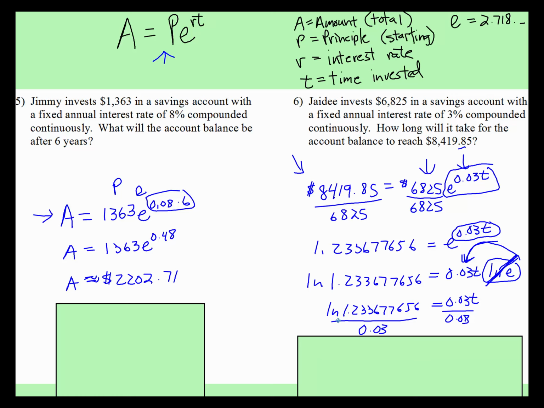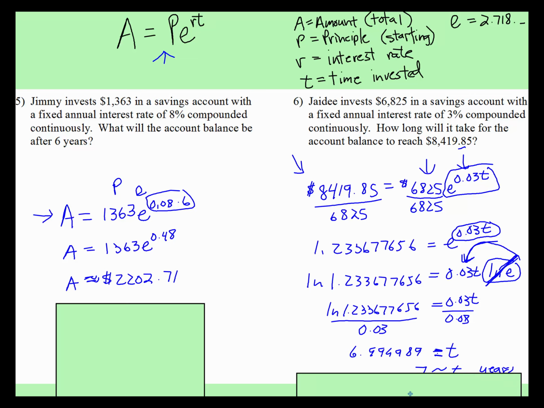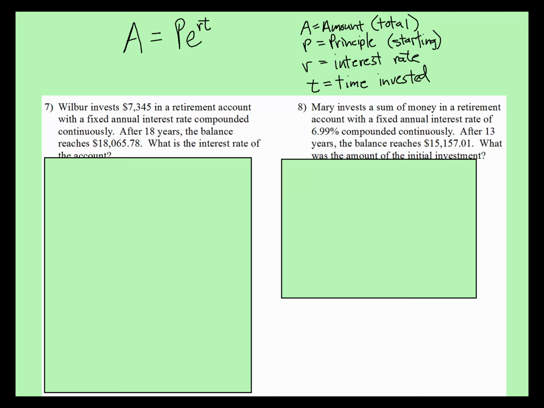So you're going to type into your calculator the natural log of that number that hopefully you stored when you did the division up above. Make sure to close the parentheses, and you're going to divide that by 0.03, and you're going to end up with this value. But we're looking for a time in years, 6.999989, and so on, easily rounds and appropriately rounds to 7 years. Okay, let's move on.